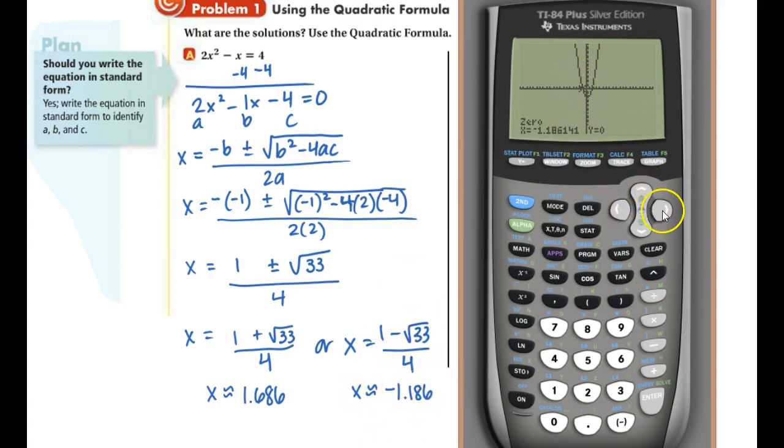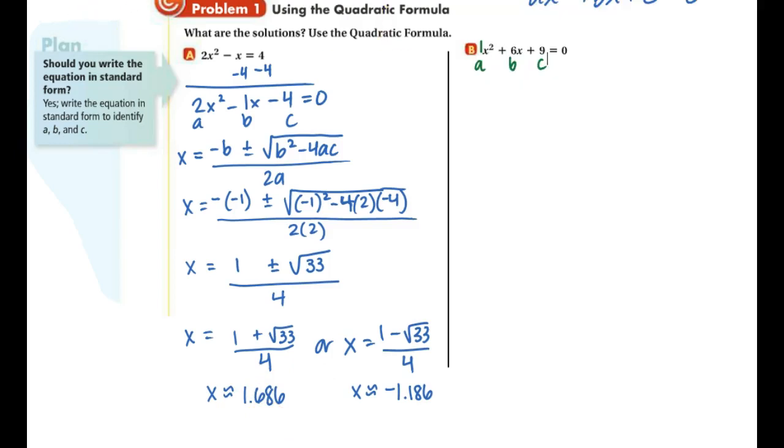Now I'm going to do the same process for the other zero. So go back to Second Calc, go down to 0, and choose a point on the bottom of the parabola, and then choose one above the x-axis. And there you have it. We have our other zero, which is 1.686. So our calculator is confirming that our work is correct.